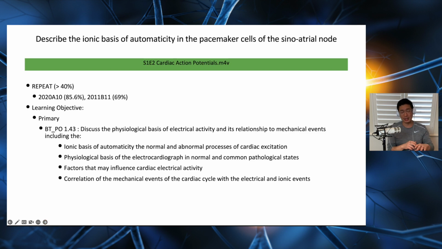So I think that if you've done this question before, and certainly it was in the last 10 years, you would have a good model answer. You need to have a good diagram with this. And the learning objective that you would have covered is BTPO 1.43, which is discuss the physiological basis of electrical activity and its relationships to mechanical events, including the ionic basis of automaticity, the normal and abnormal process of cardiac excitation, physiological basis of the ECG in normal and common pathological states, factors that may influence cardiac electrical activity, and correlation of the mechanical events of the cardiac cycle with the electrical and ionic events.